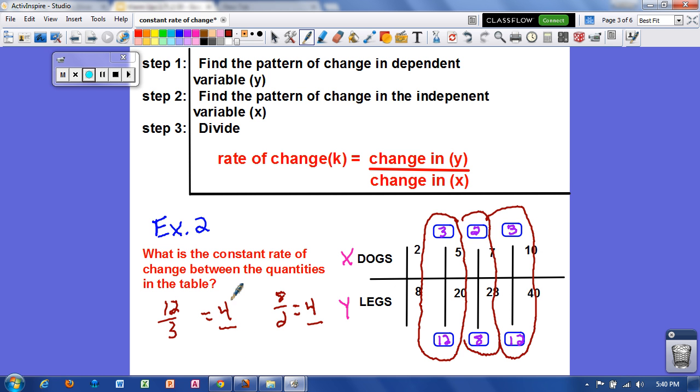So as you can see, they both have the same constant rate of change. So whenever the change in Y divided by the change in X always equals 4, that means there is a constant rate of change because you're getting that same number each time you divide. So 4 would be your final answer.